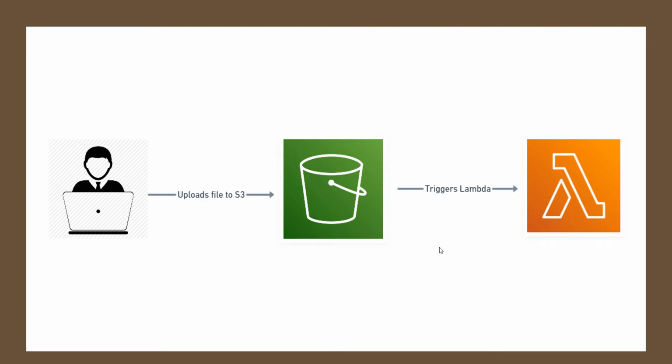In this video, I will cover Lambda invocation on S3 put object. We will take a simple example. We'll upload a CSV file to S3 and that will generate an event which will trigger our Lambda function.